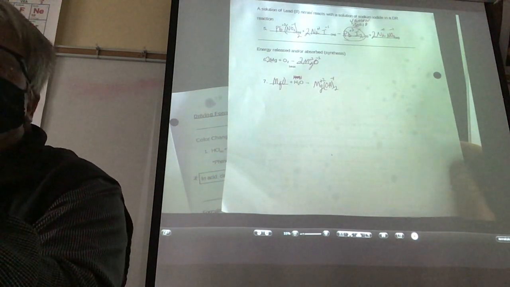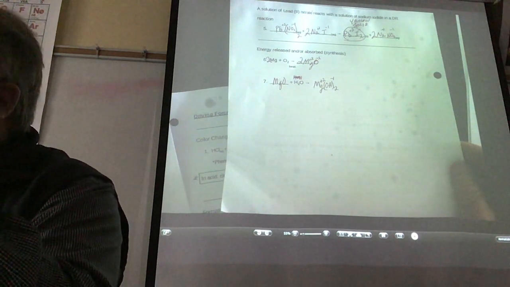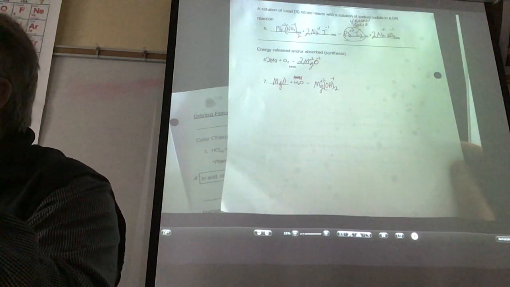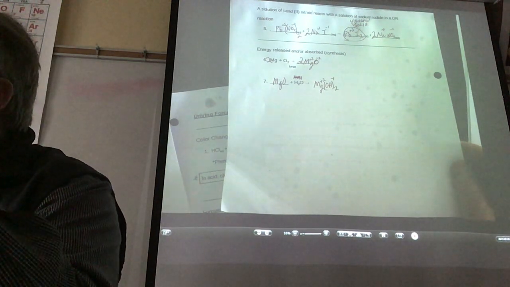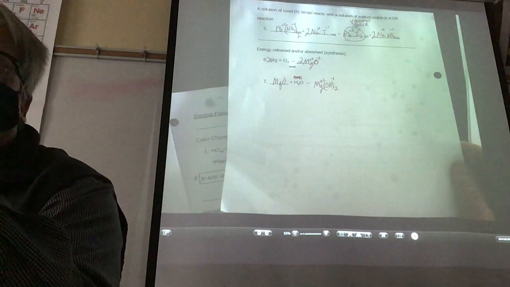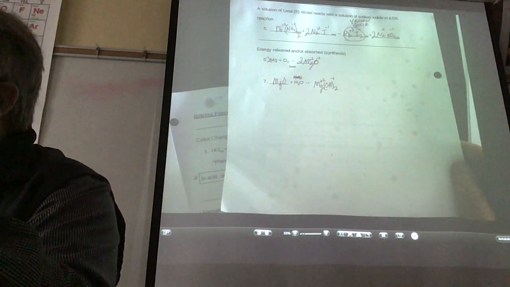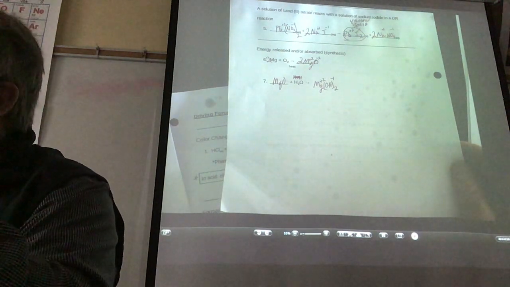Okay, can everybody listen, please? This is a very teachable moment. Oxygen by itself is diatomic, but it's not by itself. You can have as many oxygens as you want in a compound with something else, can't you? So I don't need to write O2 there because it's not oxygen. It's magnesium oxide.